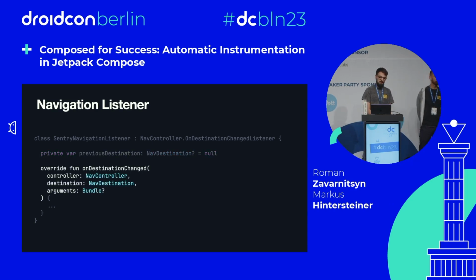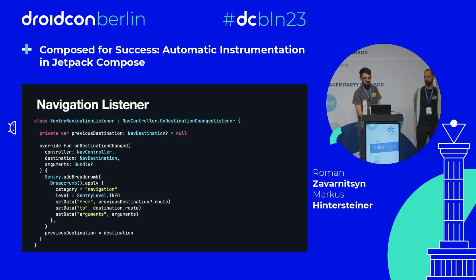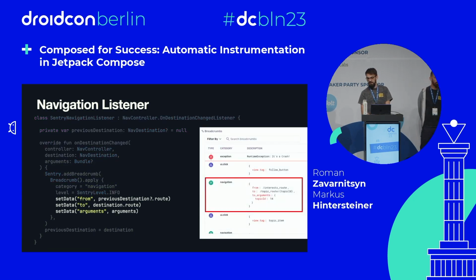And then we would implement this method onDestinationChanged, which has a bunch of handy parameters like destination and arguments. And inside that, we would already create a breadcrumb. So we'd call Sentry.addBreadcrumb, create a breadcrumb with a type of navigation, and we would set some useful metadata, which will then be reflected on Sentry in the breadcrumbs section. We just provide here from which screen to which screen using the route field, and what the arguments of this navigation event were.